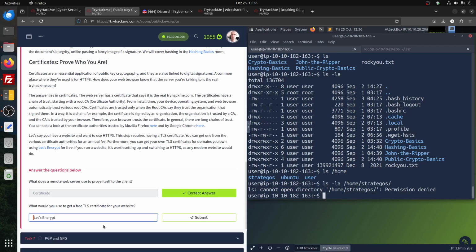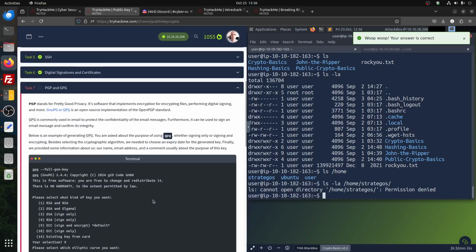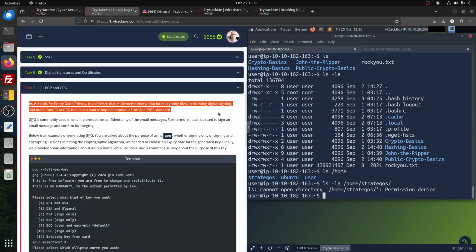Let's remove spaces here. And then you have GNU Pretty Good Privacy, which is software that implements encryption for encrypting files and performing digital signing. Usually for email you find it, they call it the OpenPGP standard.